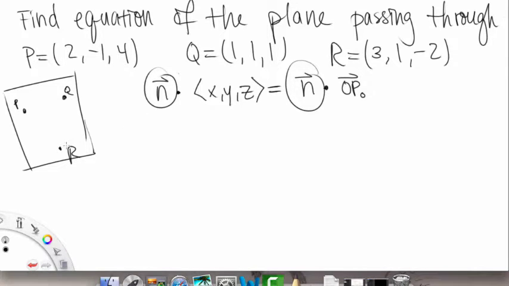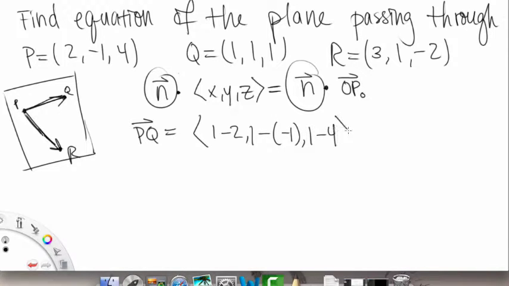So to find the normal, given 3 points, what we have to do first is find 2 vectors in the plane, okay? And we can utilize the points that we are given. So we'll find PQ and then PR. First, to find PQ, you take the components of the endpoint, so 1 for the first component, and subtract off the components of the start point, so 1 minus -2... 1 minus -1, and 1 minus 4. Okay, so this is going to turn out to be -1, +2, and -3. So these are the components for our first vector in the plane.